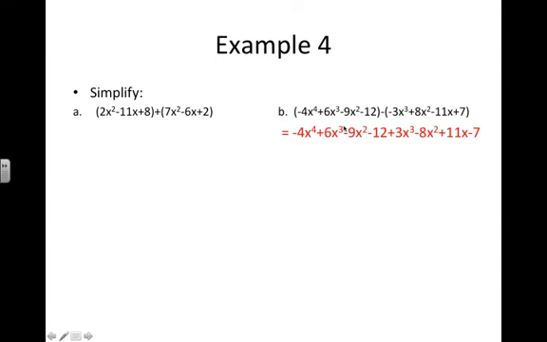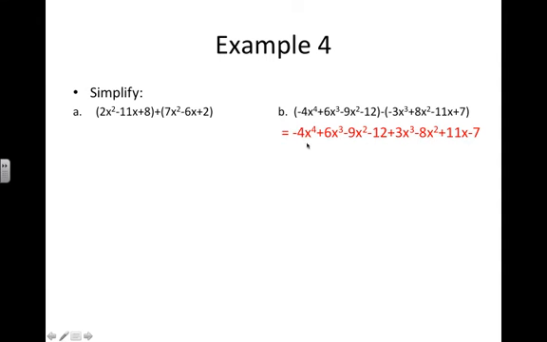So you'll notice we just copy what's in the first set of parentheses, negative 4x to the 4th plus 6x cubed minus 9x squared minus 12. But then we apply that negative to everything inside the second set of parentheses, and we change all the signs. So plus 3x cubed minus 8x squared plus 11x minus 7. Now we just combine like terms.